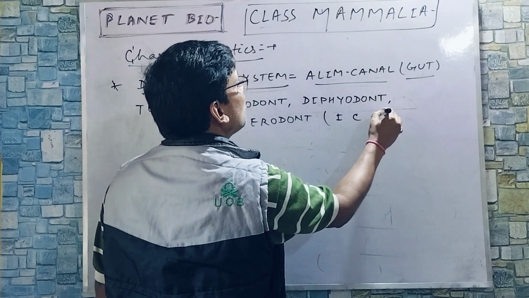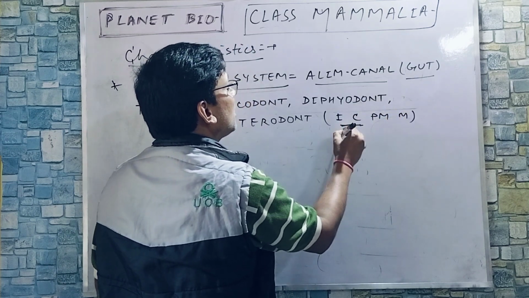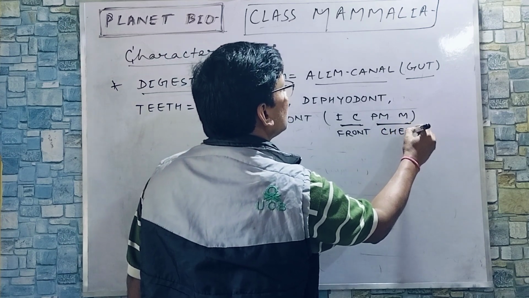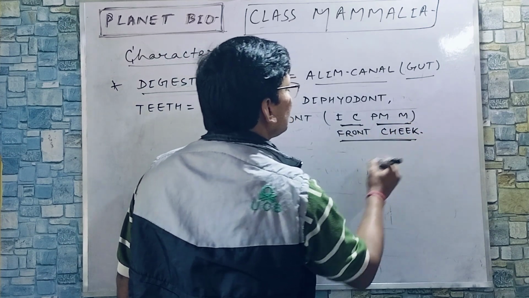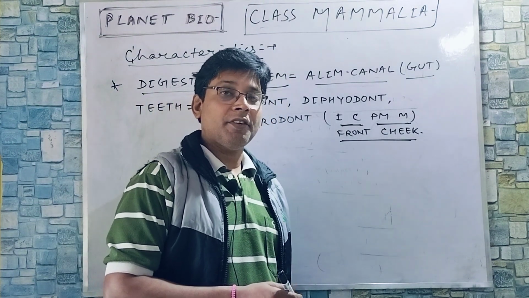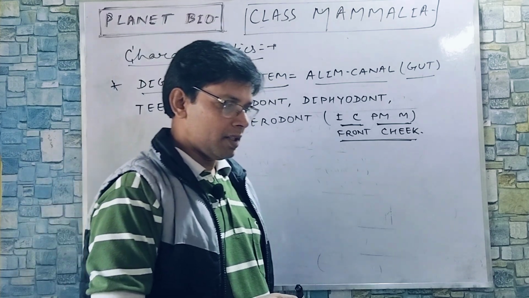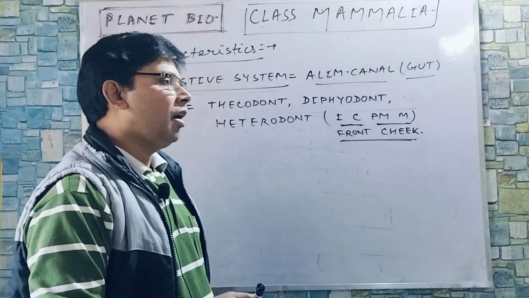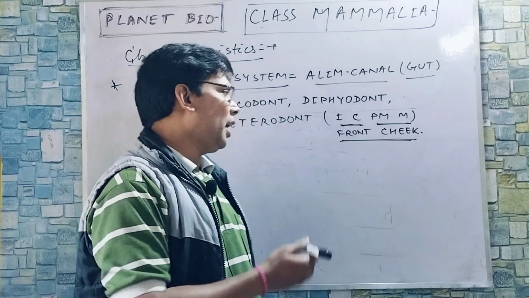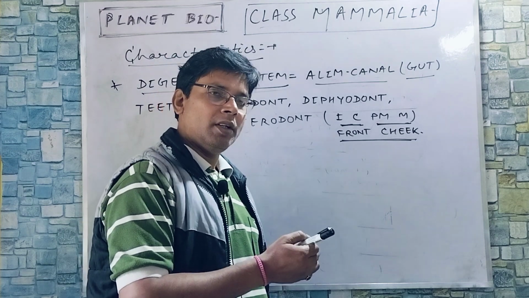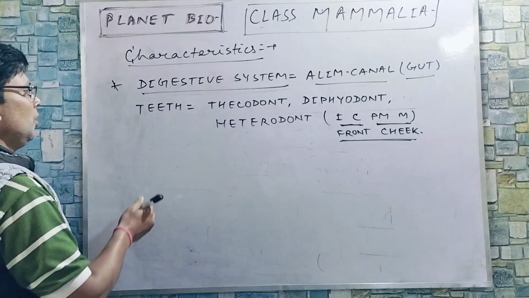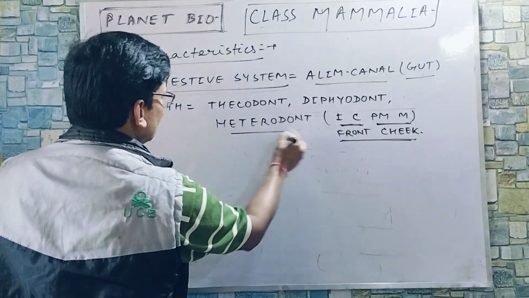Incisor, canine, premolar and molar. Incisor and canine are front teeth, and premolar and molar are cheek teeth. Number is always variable. Maximum teeth is found in opossum, didelphis, 50, and that is a marsupial, metatherian. And another one, horse and pig, they have 44, and humans have 32 teeth. 20 first time, then 12. So 12 plus 20 plus 12, 32. So teeth are thecodont, diphyodont, heterodont.